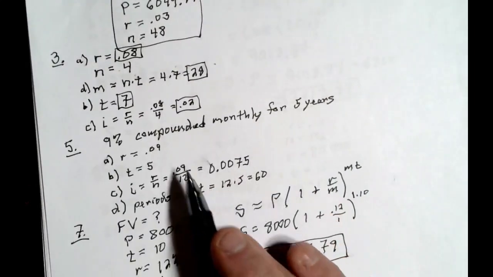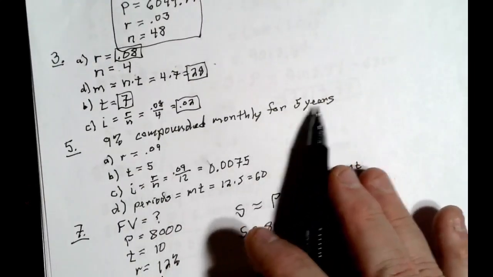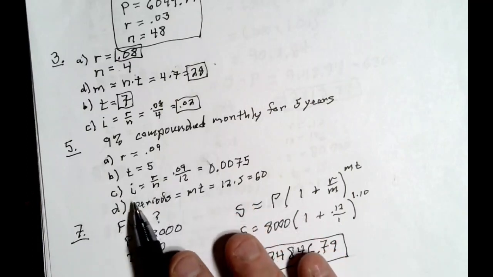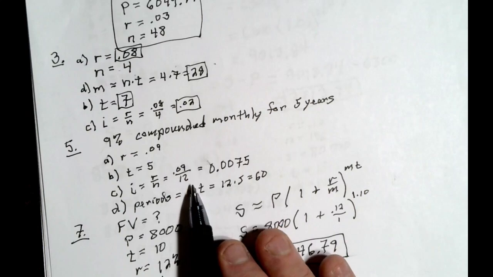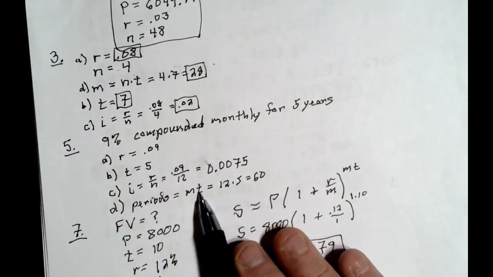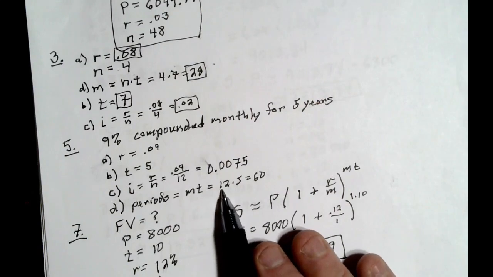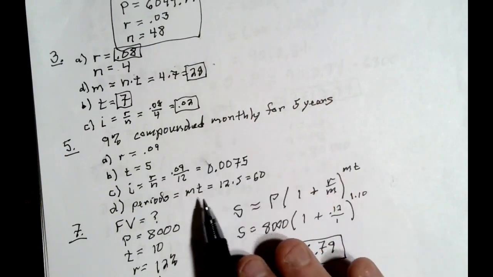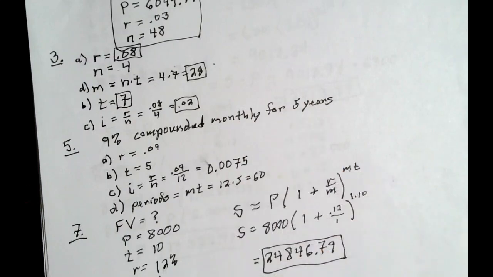Okay, same thing for this one. 9% compounded monthly for 5 years, so R is 0.09. T is 5. C is R over M, which is 0.09 over 12, which is this. And the number of periods is M times T, which is 12 times 5. Compounding monthly, so M is 12. Number of years is 5, so your answer is 60.